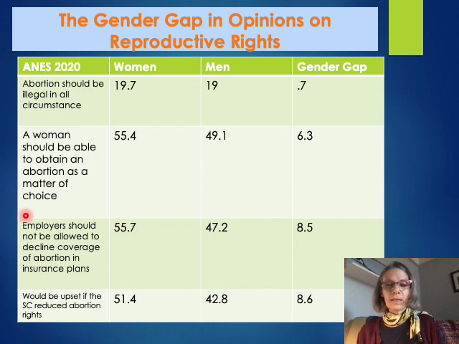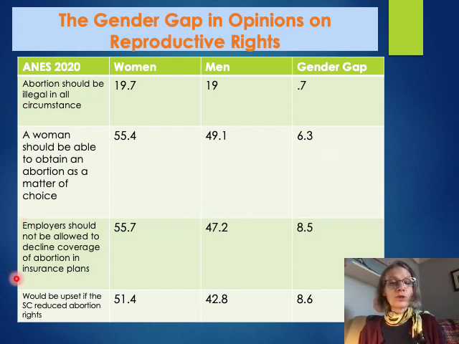Remember, on the previous slide they asked whether abortion should be legal in all or most circumstances. But when you ask whether a woman should be able to obtain an abortion as a matter of choice, right, that it's up to the woman, the woman and her doctor, here you do see a growing gender gap. 55.4% of women say yep, it's a matter of choice, and less with men. So it could very well be that there is a little bit of a gender gap when it comes to abortion always being legal. Maybe men are a little bit less likely to support that. Not a huge gender gap, right? But just something to keep in mind.